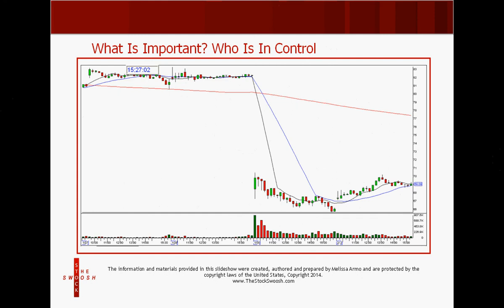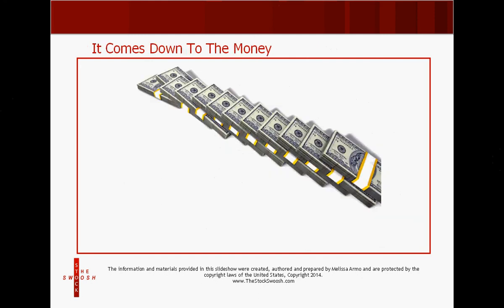Now, what do I mean by control? I mean the control of the money. It all comes down to the money. Who is controlling the money? Because that's what moves the market. It's money that moves the market. Money flows in and out. So you have to be with who is controlling the money in the market.